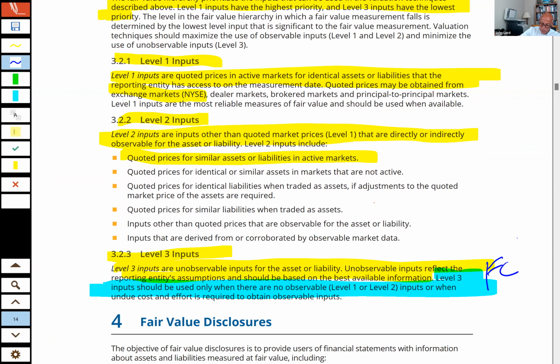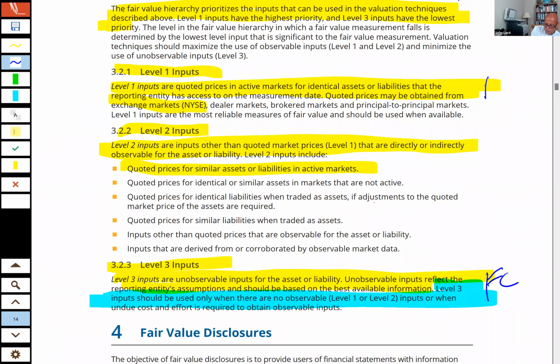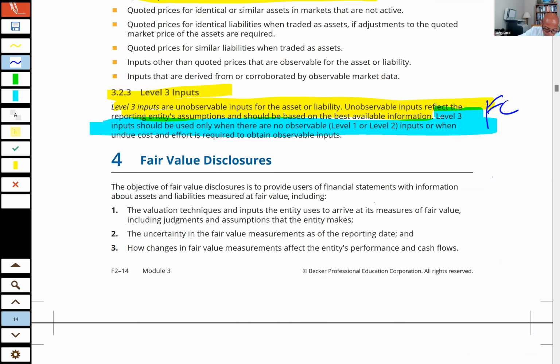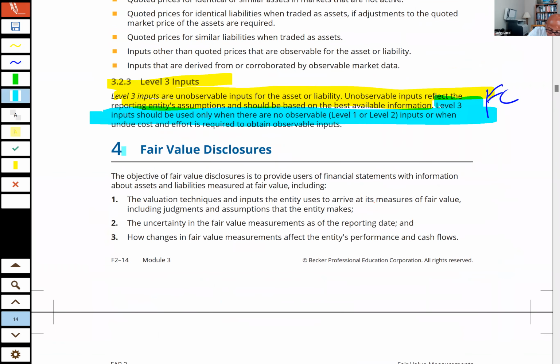Okay. So flashcard what we mean by these different levels, and just remember that you start, hopefully, with level 1, then your last resort is level 2, and then your last resort is level 3. Okay. Now, when you come down to fair value disclosures, let's go ahead and flashcard these.